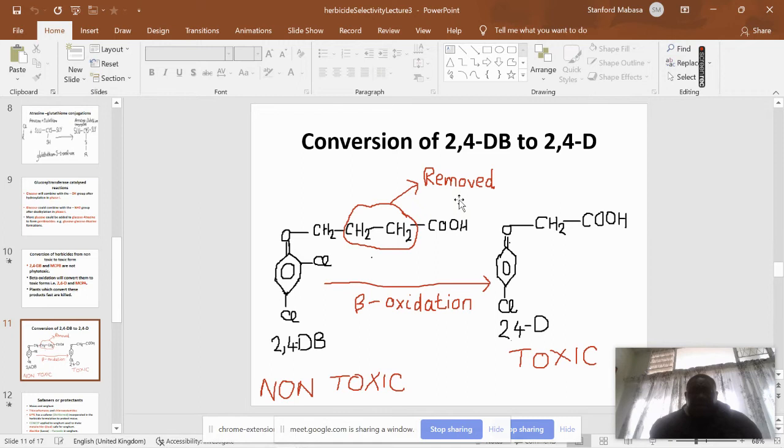So this is an example of 2,4-DB. It has got the double CH2 here. After beta oxidation, this is removed. These two are removed, leaving 2,4-D being formed. And this is toxic. 2,4-DB is non-toxic.